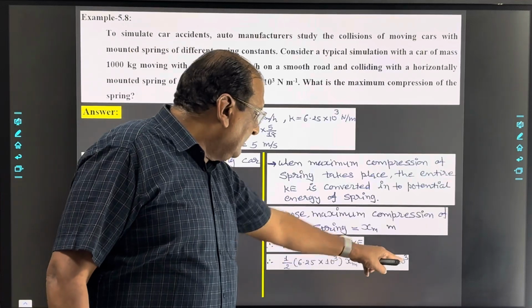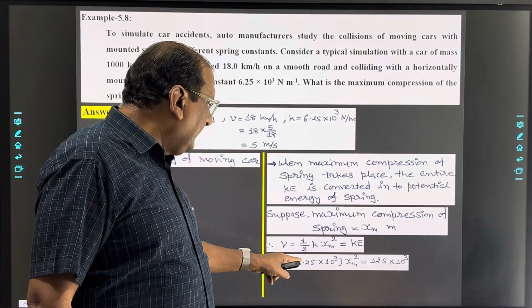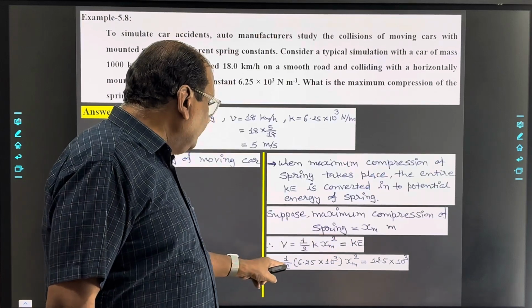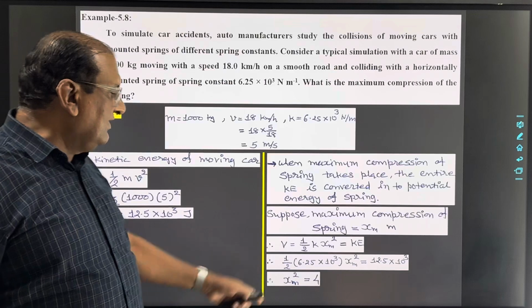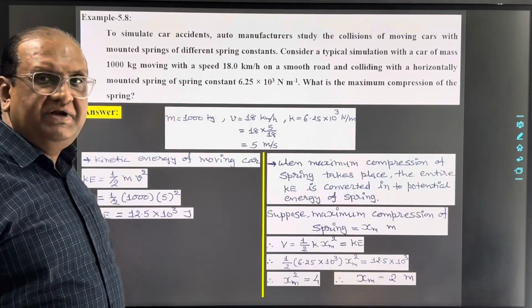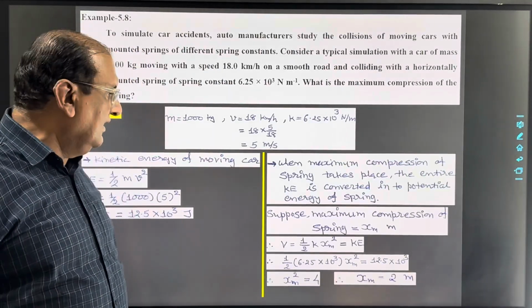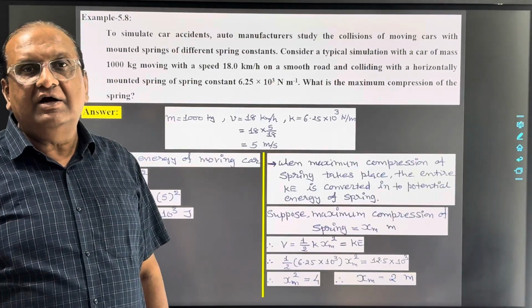So 10 raised to 3 will be cancelled. 12.5 upon 6.25, that is 2, and these 2 on the right hand side will give you 4. So xm square, that is 4. So xm, that is equal to 2 meters. So the maximum compression of the spring will be equal to 2 meters. Clear to all of you?